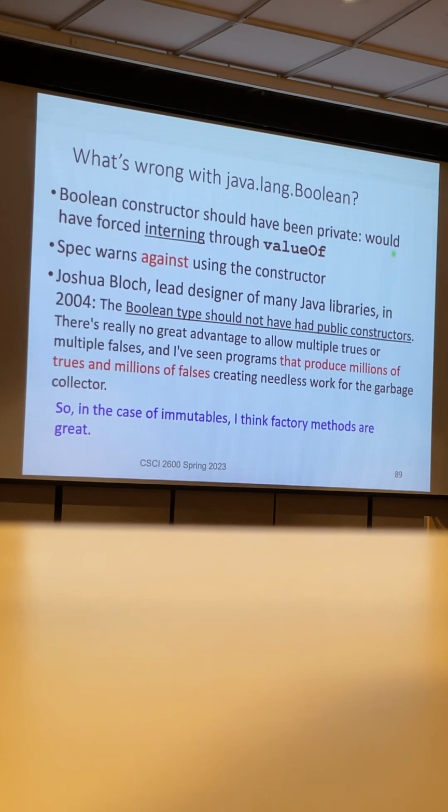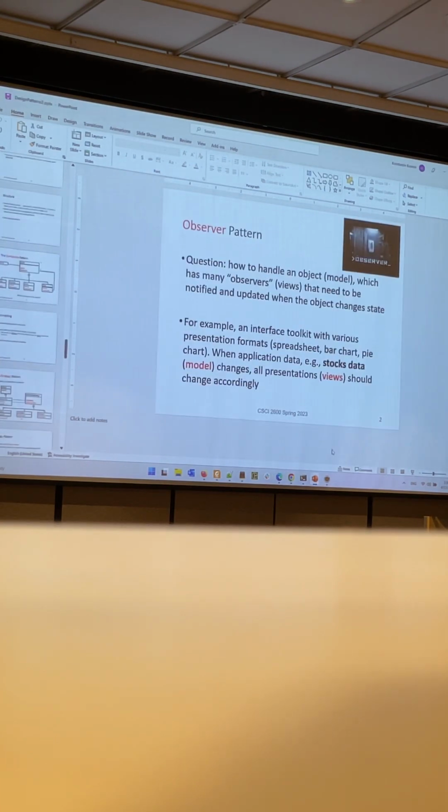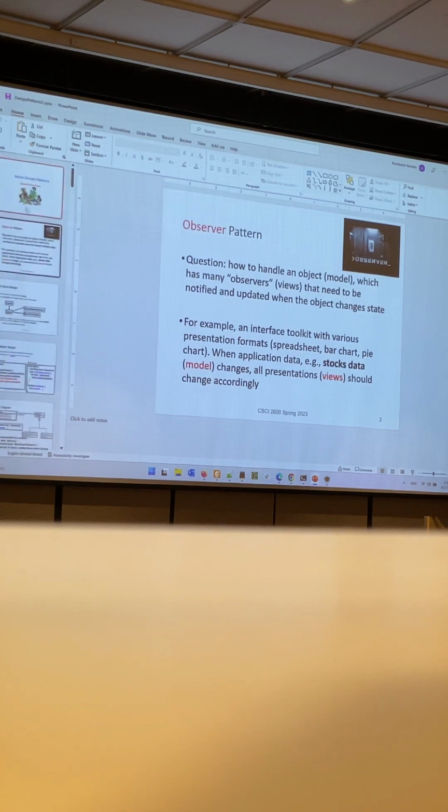Right, so, and of course, one of their lead designers, Joshua Bloch, by the way, he wrote a pretty decent book on Java. They basically say, well, don't use it, please, all right? Boolean type should not have had public constructors. Just don't use it, and that's it. Really, no good fix to this. All right, so that was part one, and let's switch gears and talk about some other patterns.